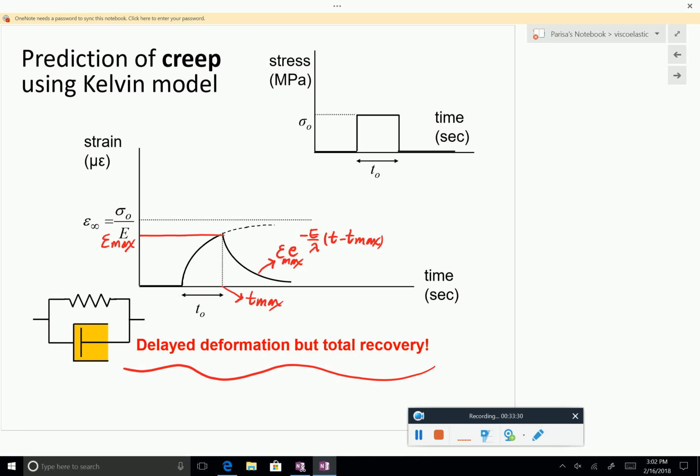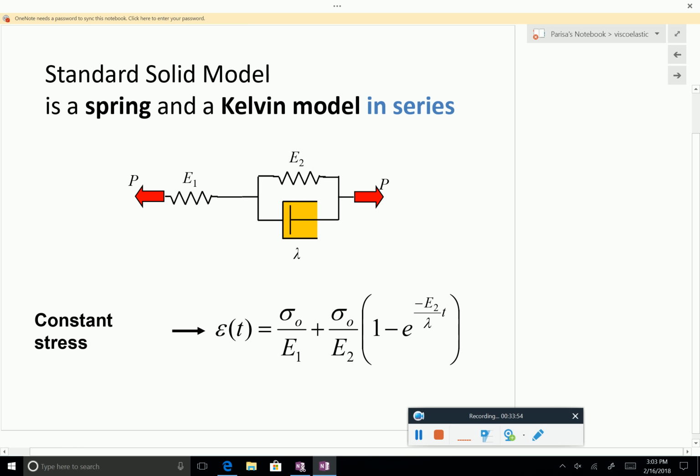I told you this is a Lego game. So, and if you look at this, this doesn't look like the creep behavior I showed you in the graph. So it's not good enough. We need a better model. What do we do? The next model, we take the Kelvin model, we put it in series with the spring. Now, I challenge you to draw the response to that. In terms of equations, these are in series, so epsilon would be the epsilon from this spring plus the epsilon from the Kelvin model. So it's just a summation of the two.